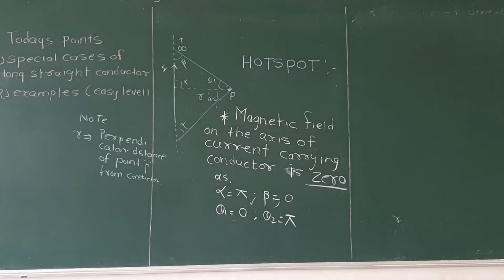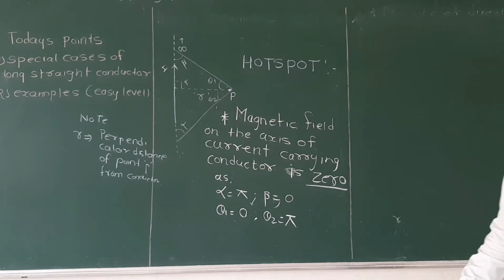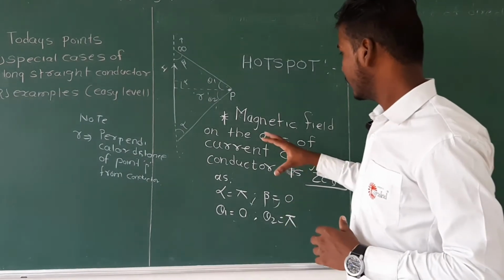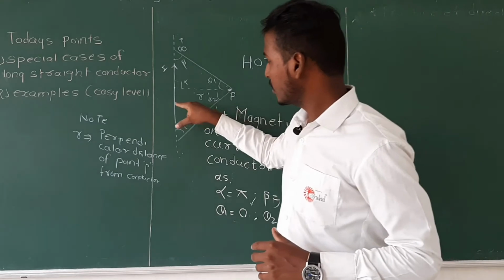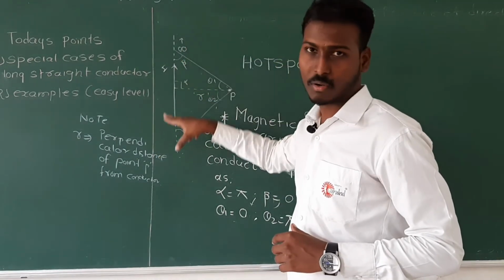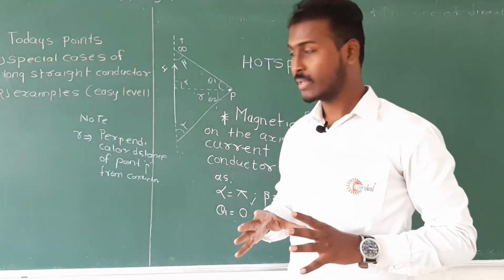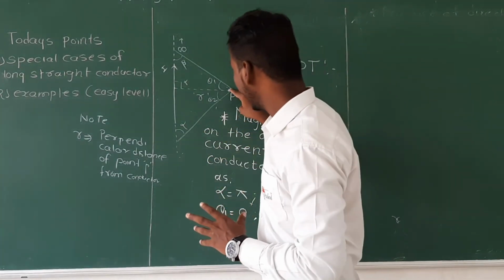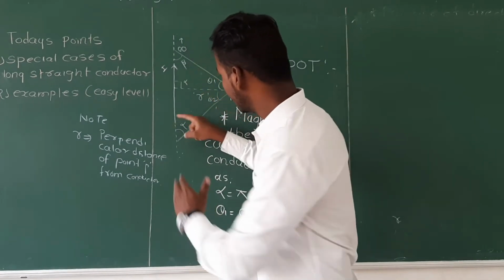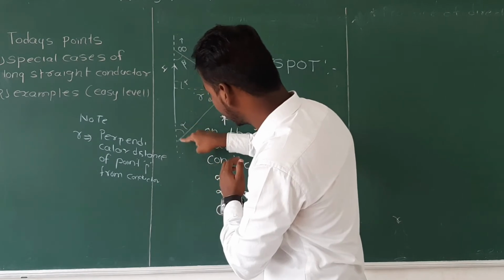Now this is the most important point. By all those special cases, we can conclude one thing. If the point P is on the axis of this long straight conductor, if this point P is anywhere on the axis of conductor, then magnetic field will be 0. Because see carefully, if the point P is, let's say, here, you can see that we are taking alpha like this.